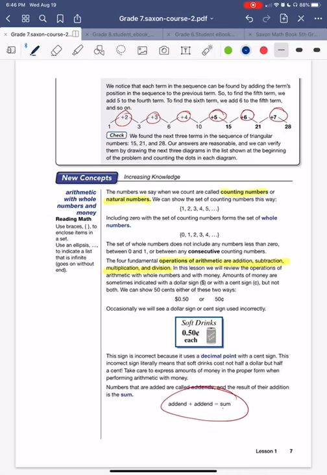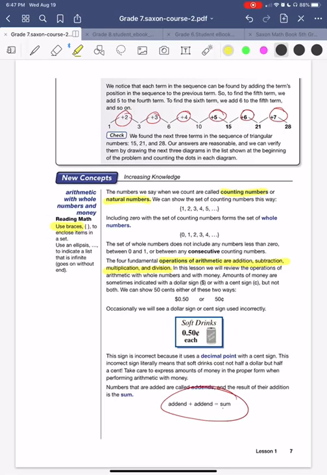The new concept that we're using is our arithmetic with whole numbers and money. One of the things is that you should use braces. When you see this in some of your homework, you'll know what that means. Use braces to enclose items in a set. And you use the ellipsis to indicate a list that is infinite. It goes on without end. So it continues, dot, dot, dot, etc. That shows that this list continues on. It's infinite. It doesn't have an end.